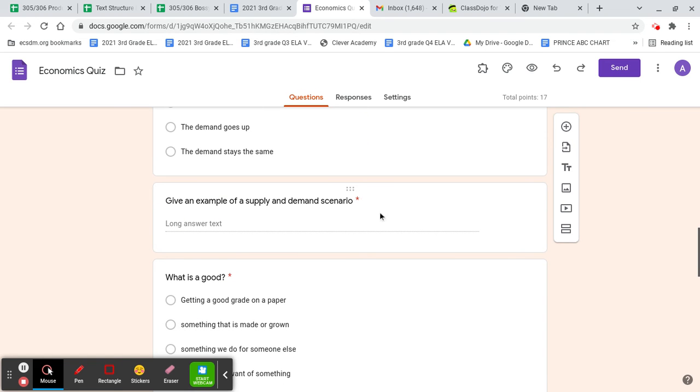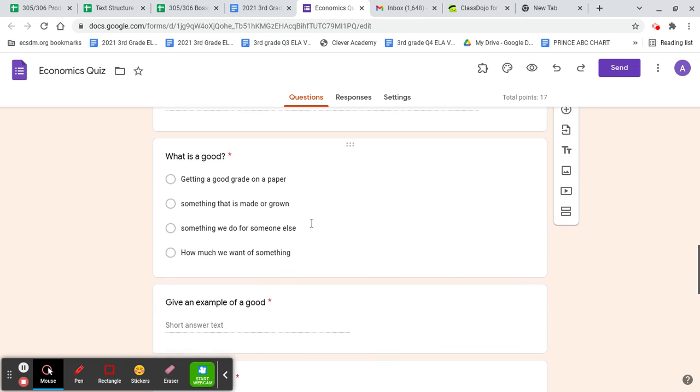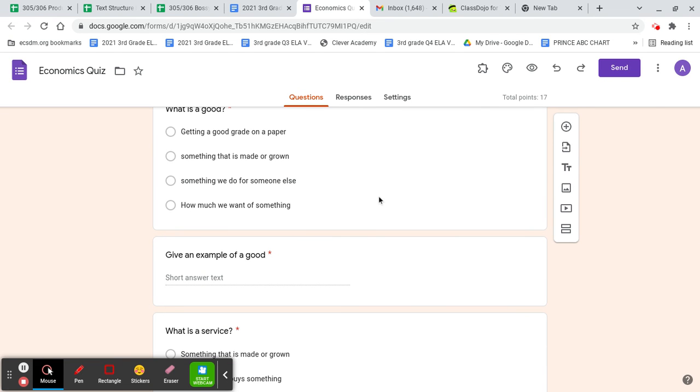Here you're going to give an example of a supply and demand scenario. So you're going to give an example of where the supply and the demand would go together. Think about when we did our auction the other day. What is a good? Getting a good grade on a paper, something that is made or grown, something we do for someone else, how much we want of something. You're going to give an example of a good.